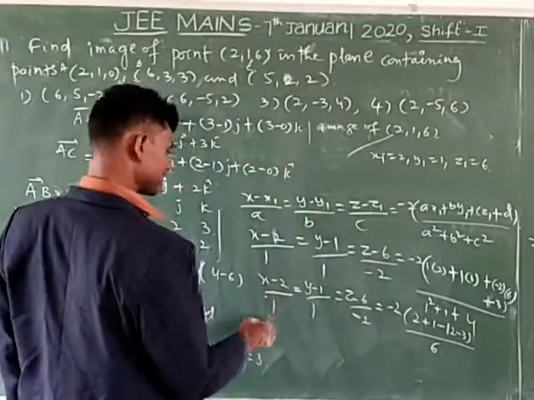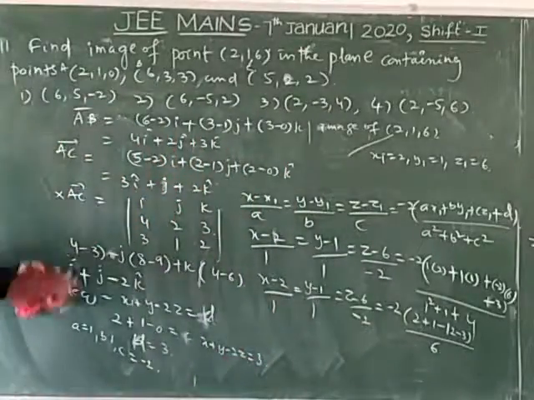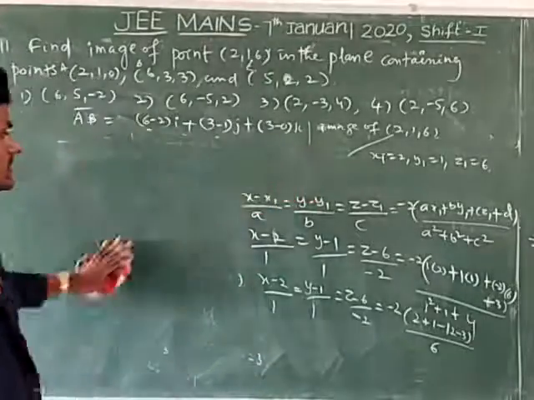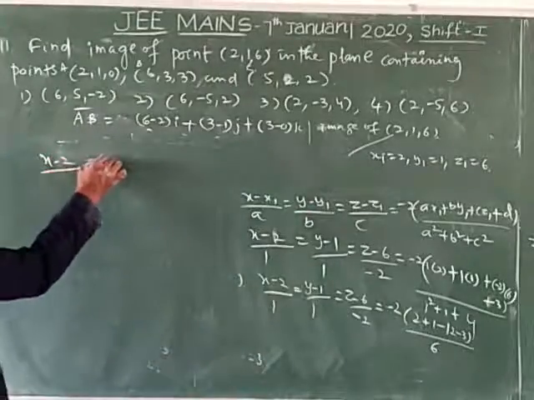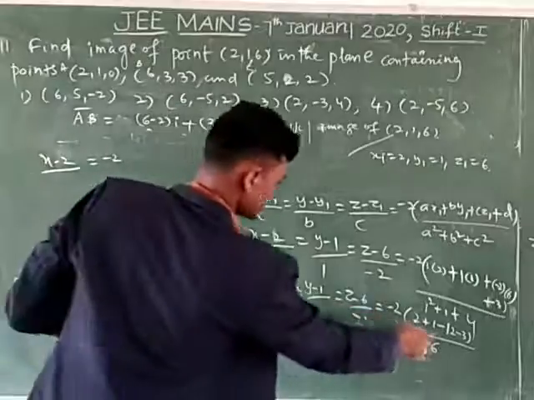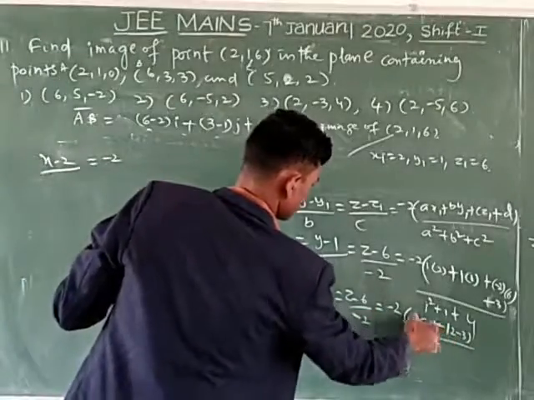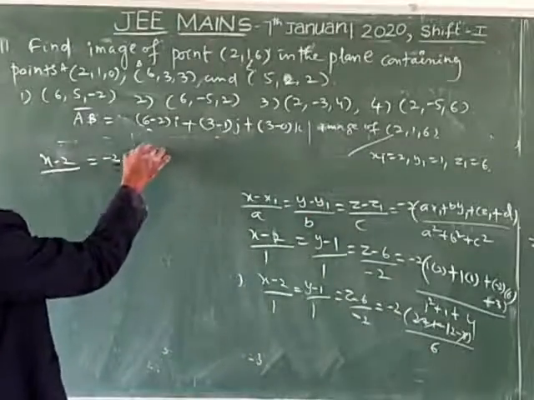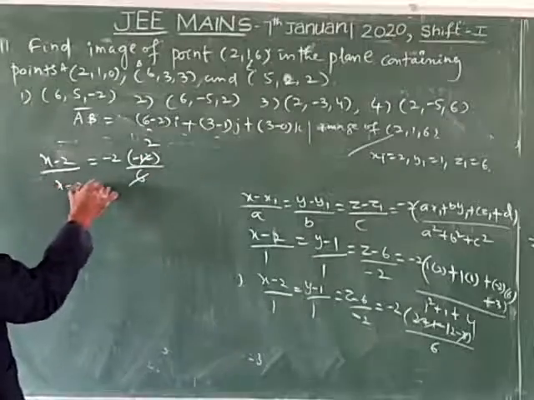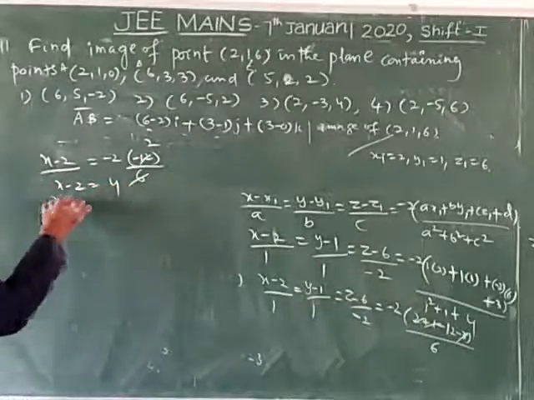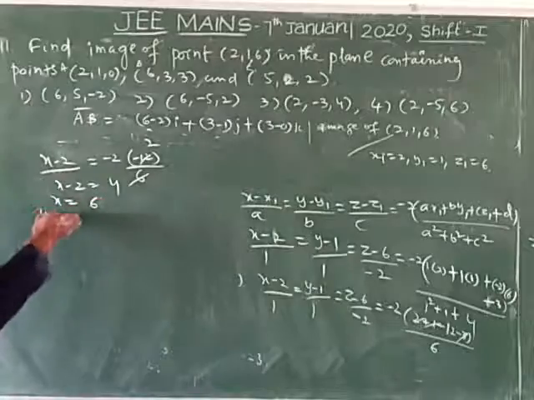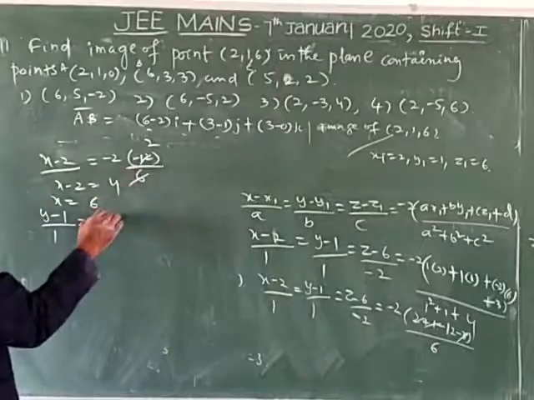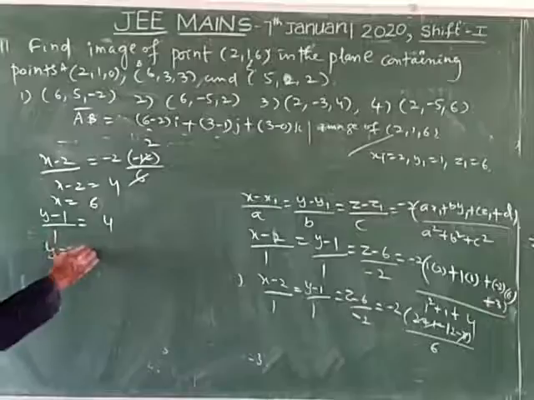Now you can find x minus 2. Then I will drop this one. X minus 2 by 1 is equal to minus 2 into minus 12 by 6, ones are 6, twos are 12. Here x minus 2 is equal to 2 into 2, which is 4, then x is equal to 6. Then y minus 1 by 1 is the same, this is also 4. 4 means y is equal to 5.